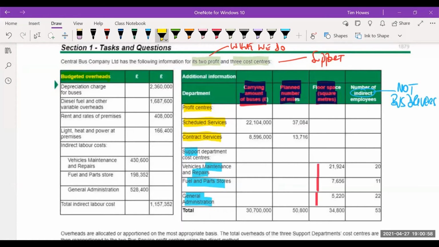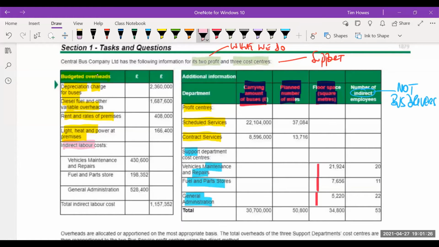So what have we been given? We've been given depreciation charge for buses. Diesel and other variable overheads, presumably the diesel being the most significant in there. Rent and rates of the premises, light, heat and power of the premises. And then we've got indirect labour costs.